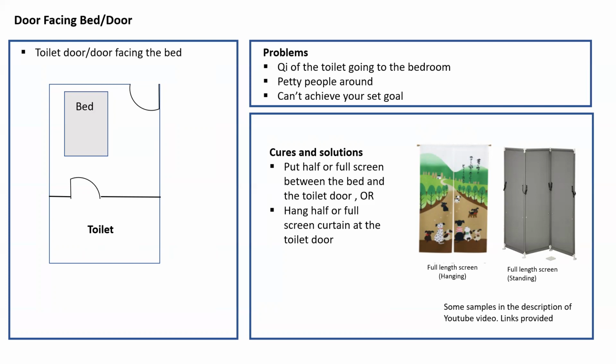How you can go about solving this is by having a screen that is blocking the door and the bed. You could consider a full-length screen, like what is being shown in the picture over here. If you do not like a full-length screen because it's blocking your way, you could also consider a hanging one, which you can hang at the door. Both solutions are equally effective in trying to separate the toilet door and the bed.